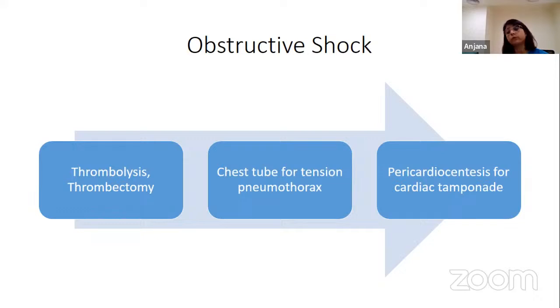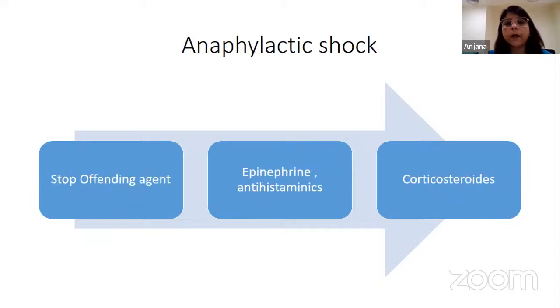Obstructive shock will not improve. You have to be very, very quick in these cases. Where even after resuscitation, starting the vasopressor, you have to be very quick in diagnosing the obstructive shock and act very quickly. That gives you very less time. Sepsis may give you some time, but obstructive shock, you have to be very quick.